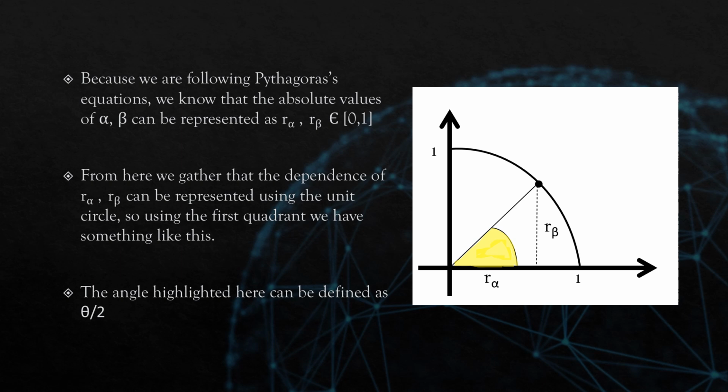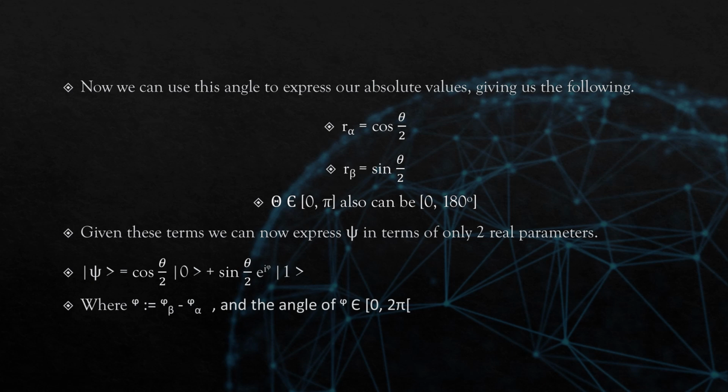So using the first quadrant, we have something like this shown on the right side, where the angle highlighted can be defined as pi on 2 for simplifying things later on when we're looking at the Bloch sphere. We can use this angle to express our absolute values, giving us the following. R alpha is equal to cos theta on 2, and R beta is equal to sine theta on 2, where theta is an element of either 0 to pi, which could also be 0 to 180 degrees.